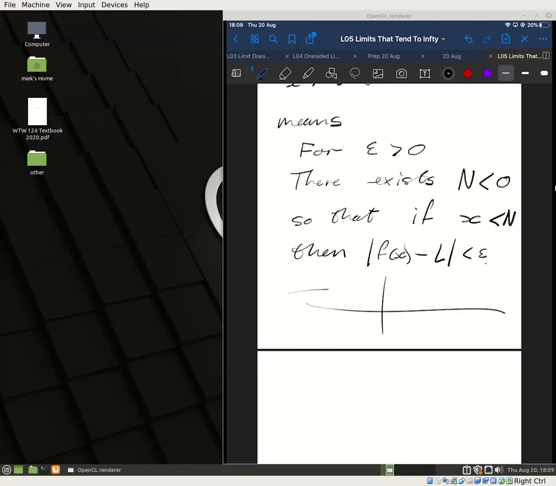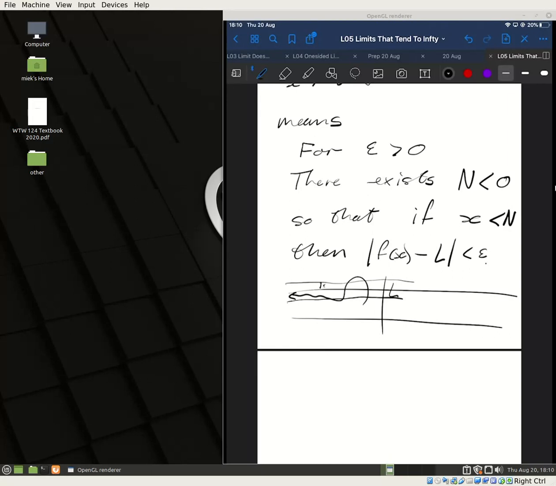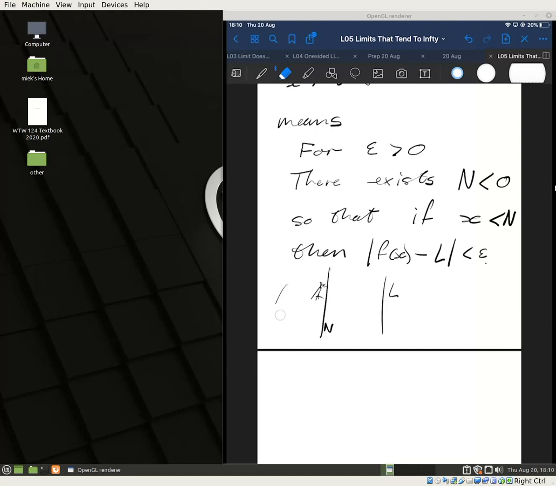So if you think about this, if we've got L over there, we have some function g that tends to L as x tends to minus infinity. What this says is if you take any epsilon and look at the interval of radius epsilon around L, you should be able to find some N so that to the left of N all the function values lie within this strip. Okay, so that is the idea.